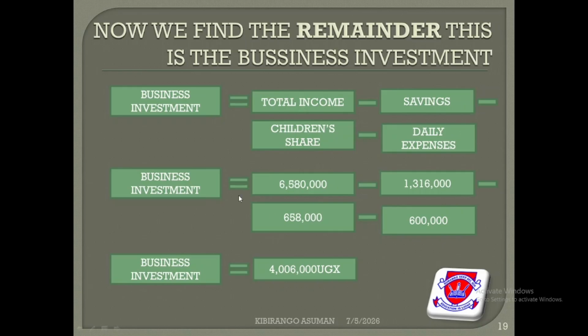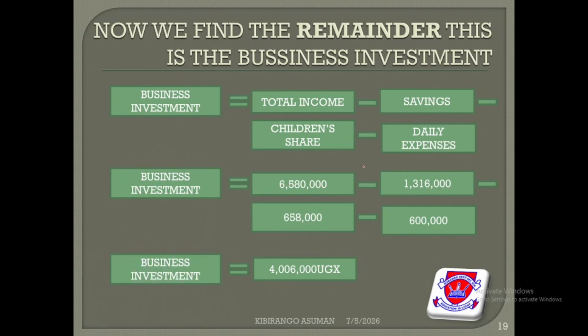So the business investment is equal to the total income. We subtract the savings, we subtract the children's share, and we subtract the daily expenses. So the business investment remains at 4,006,000.